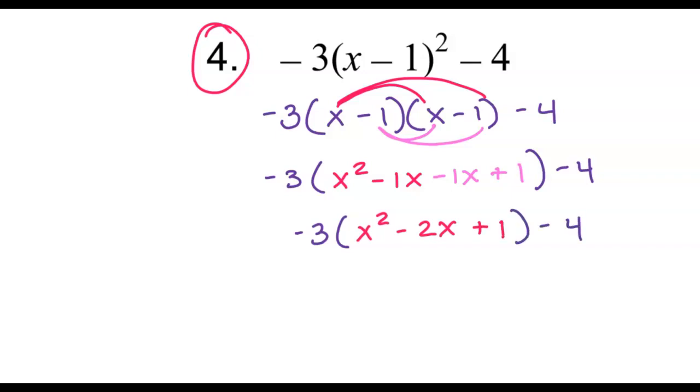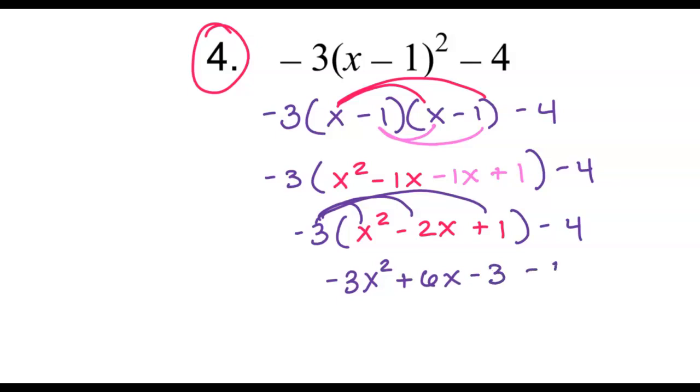What is my next step here? Distribute the negative 3. So I get negative 3x squared. Now what is negative 3 times negative 2x? What happens when you multiply a negative times a negative? It becomes a positive 6x. And negative 3 times 1 gives me negative 3.